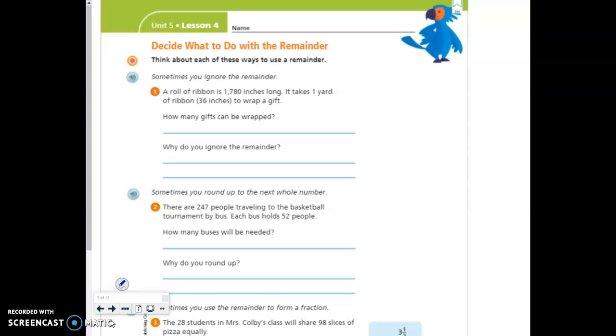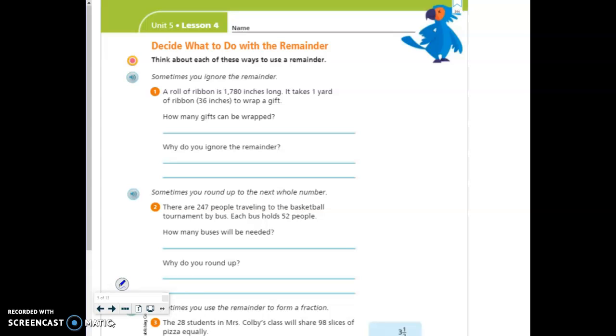All right, so these first couple of pages and this first video are simply going to talk us through the options and show us why, or talk about the why, we would leave the remainder or put the remainder into this form. There will be a second video today that will do some practice problems where we'll ask you to figure out what we would do with the remainder in this scenario, what would be the best option.